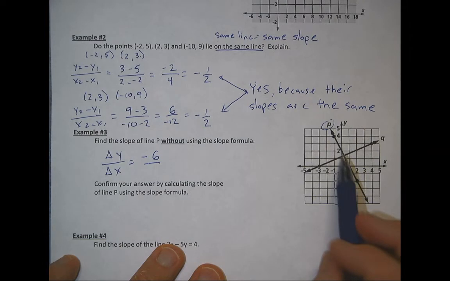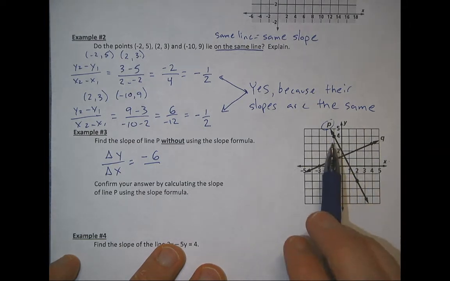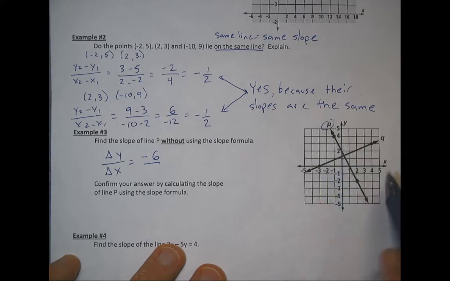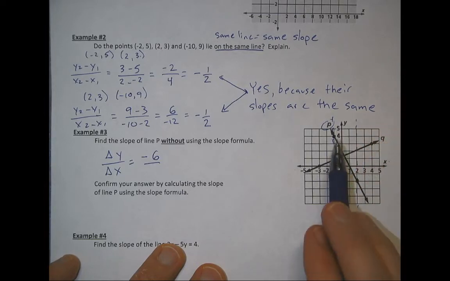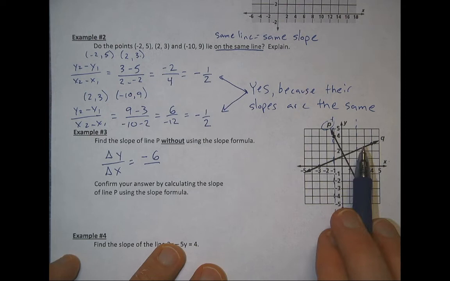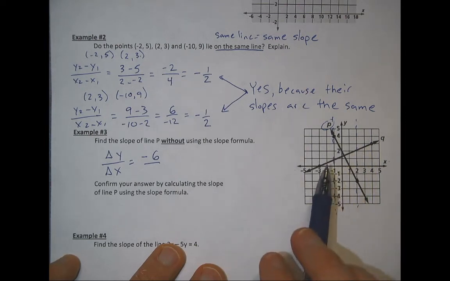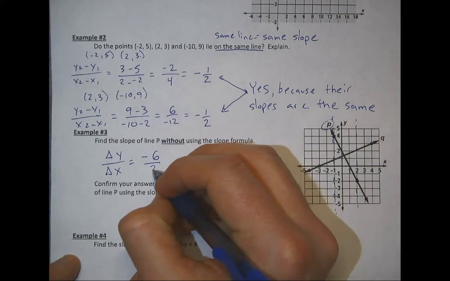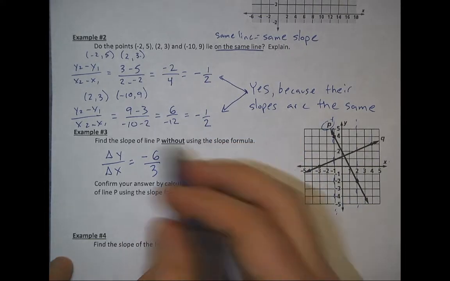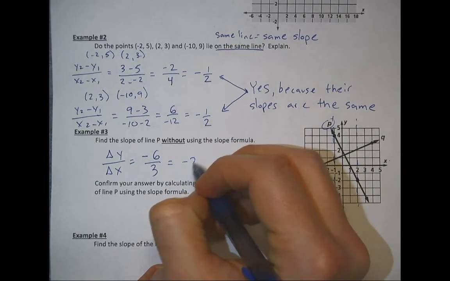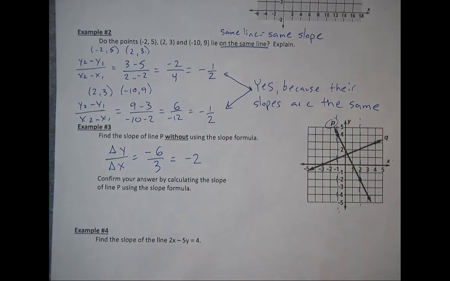And what about my change in x? My left to right, from this point to this point, how much change has there been? It's going over 1, 2, 3. So I have this point and this point, and it's gone over 1, 2, 3. So the change in x is 3. And if I simplify this, negative 6 divided by 3, that'd be negative 2 over 1, and you can just leave it as negative 2.